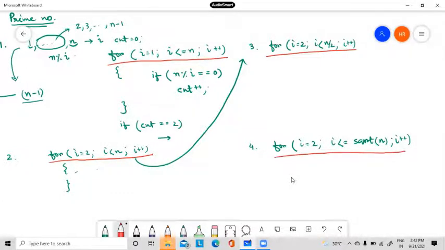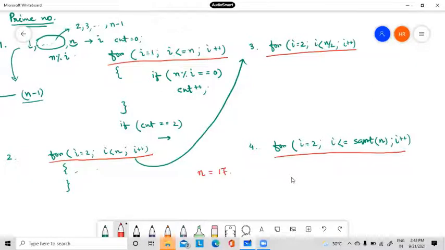Okay, so now try to understand which one among these 4 solutions takes less time. Let us take one example. Suppose my given number n is 70. I want to check whether this number is prime or not. So you know the answer: it is not a prime number. Sorry, it is a prime number. 17 is a prime number.